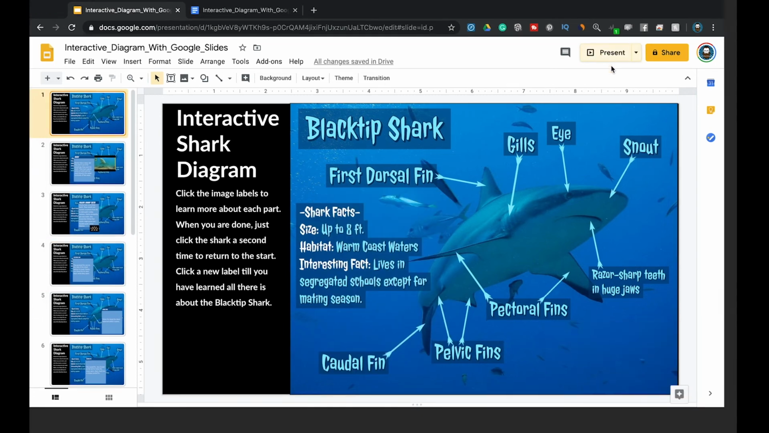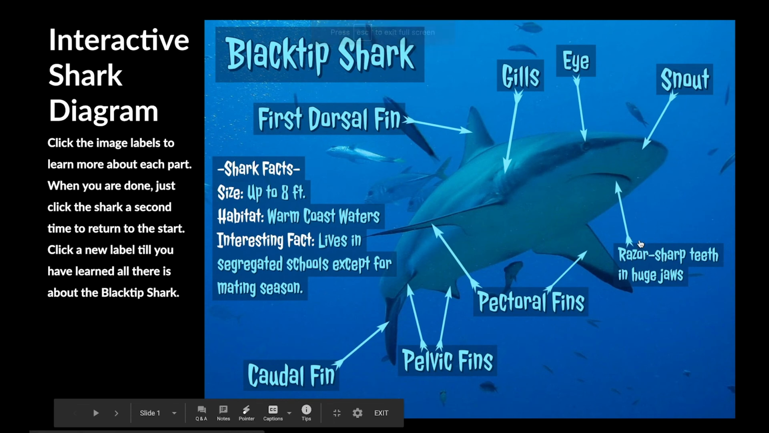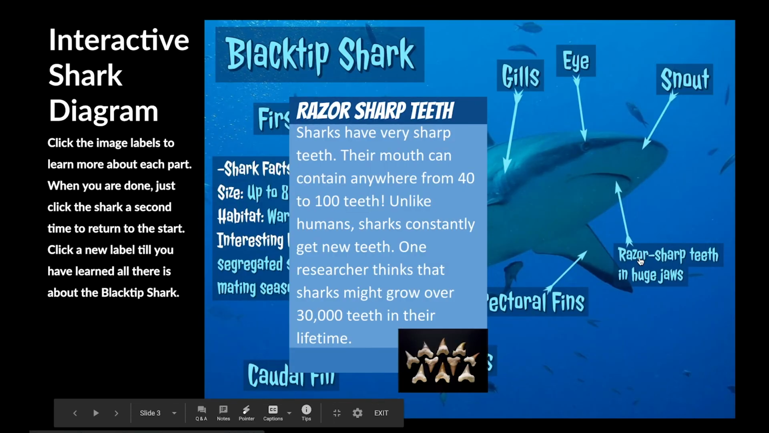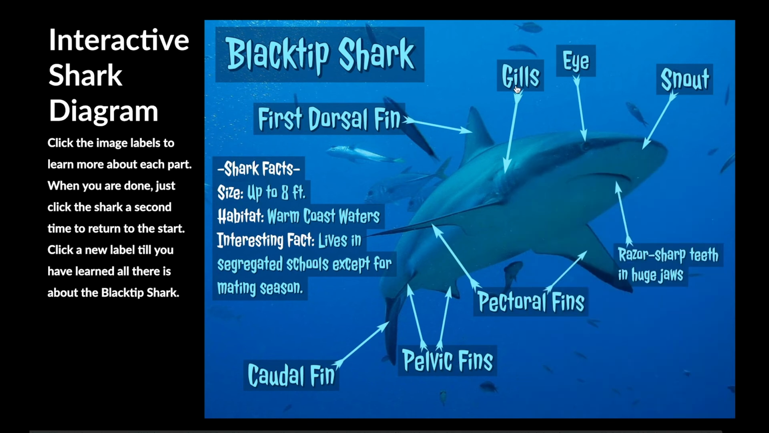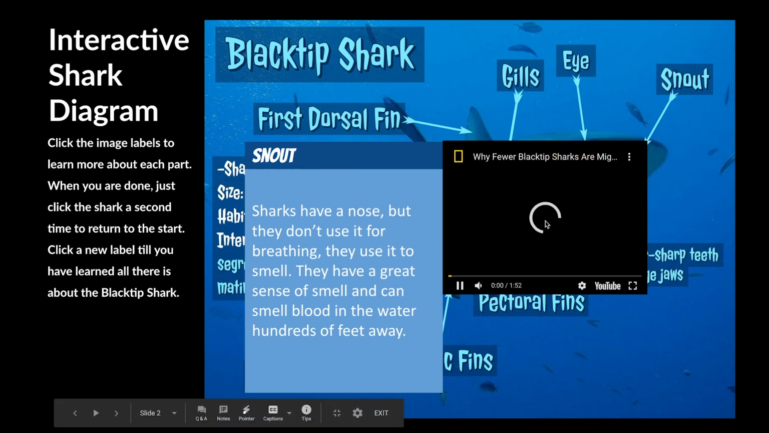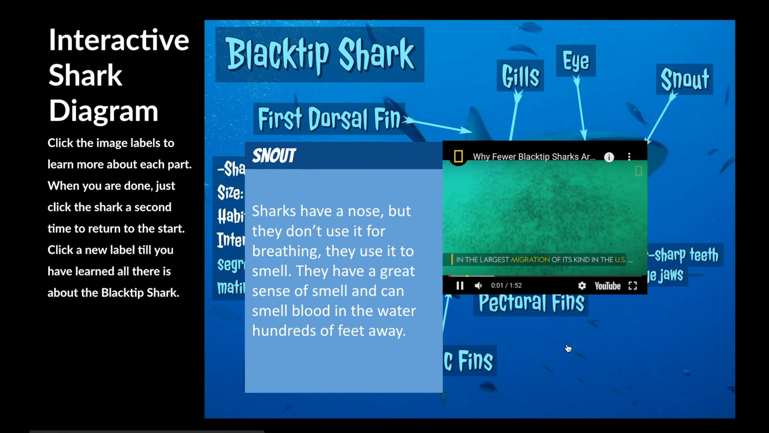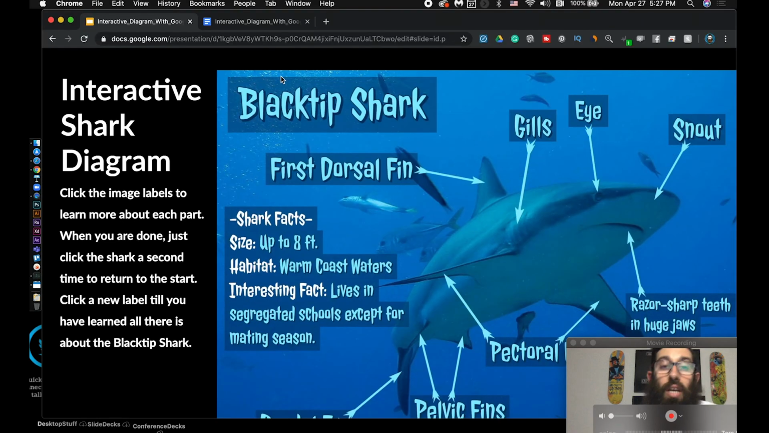And then you're going to get, of course, that interactivity where you can click on the razor sharp teeth and then click again, and then you can click on the first dorsal fin, and you can click again, and you can click on the gills, and you can click again, and you can click on the snout, and then you can play that video. And then when you're done with that video, you watch the video, it's great. So then you click and you're back at slide number one and you are good to go.